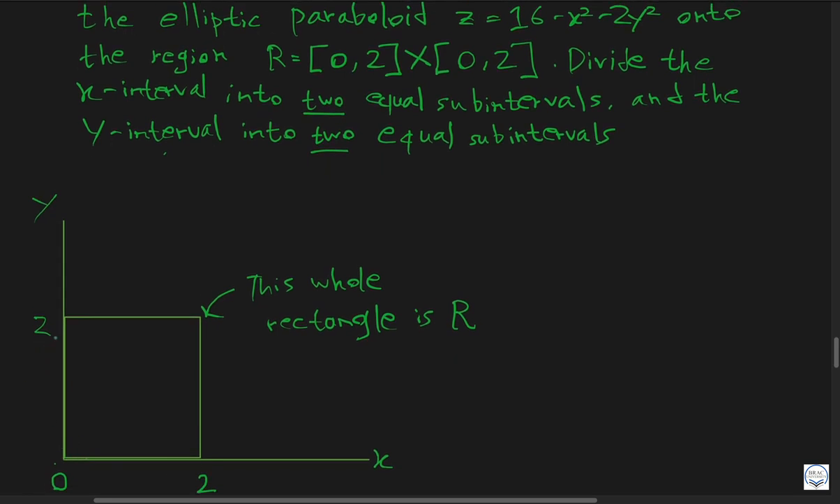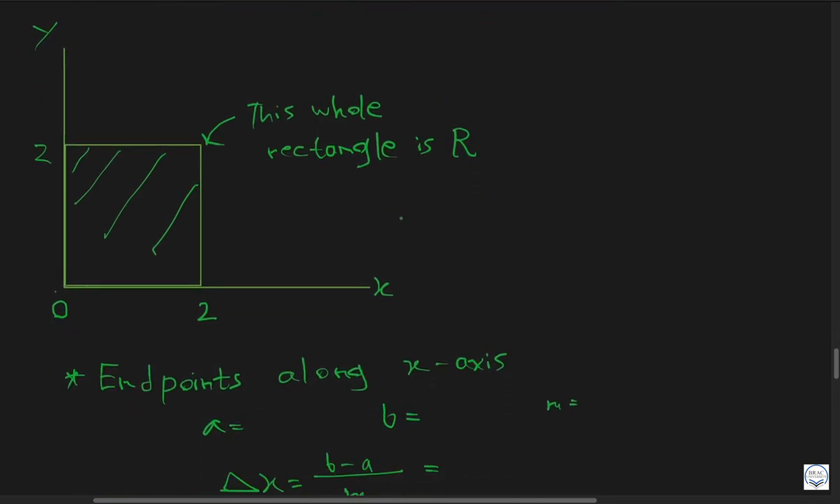The first thing we should do is have an idea of what the region R looks like. So we know that x varies from 0 to 2. Similarly, y varies from 0 to 2. That means that R must be this rectangular region over here. So this entire rectangle is actually R.